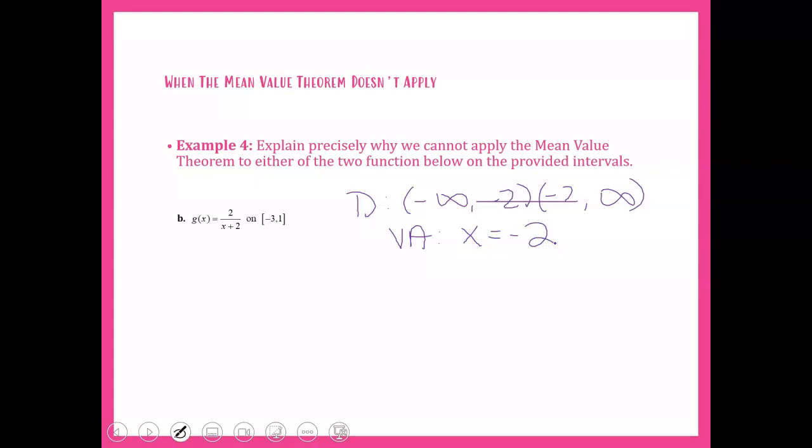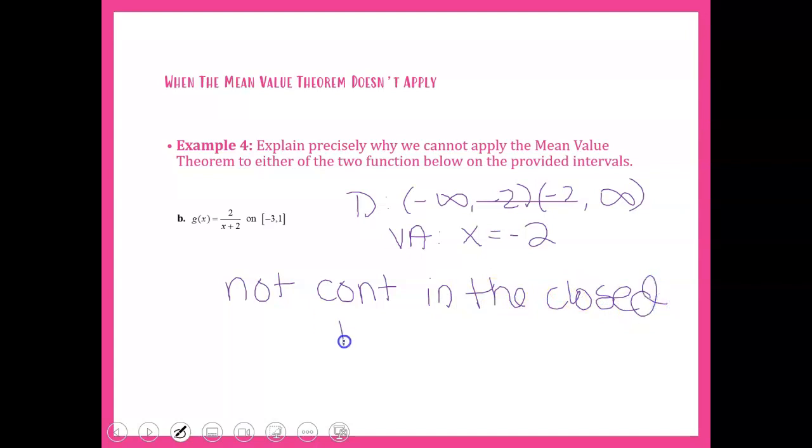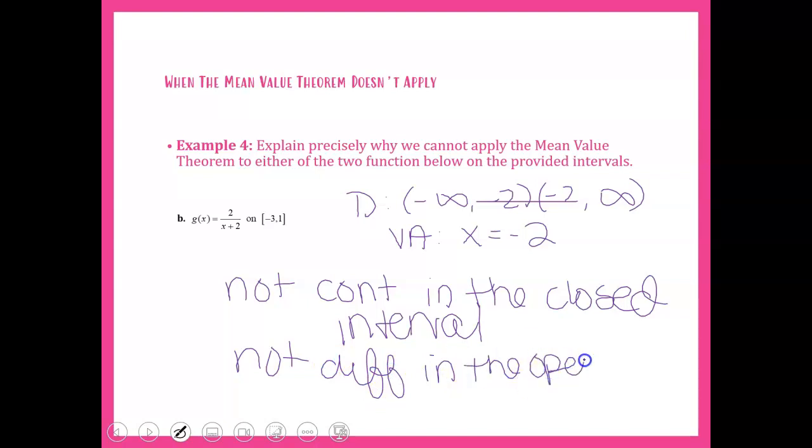x equals negative 2 gives a vertical asymptote. What do we know about negative 2 then? At negative 2, the graph is what? Yeah, not continuous. If it's not continuous, then it's not differentiable. So this fails the mean value theorem all over the place. It's not continuous in the closed interval. You could say it's not differentiable in the open interval. So on and so forth.